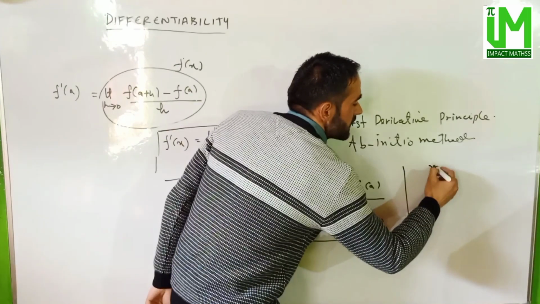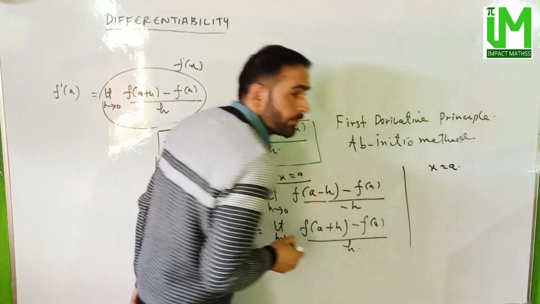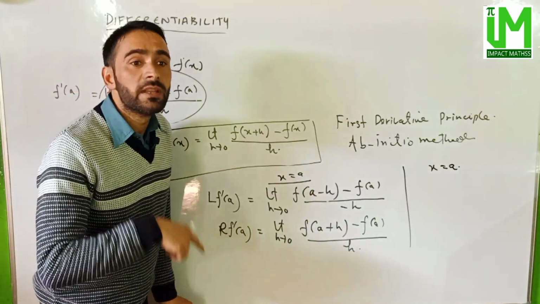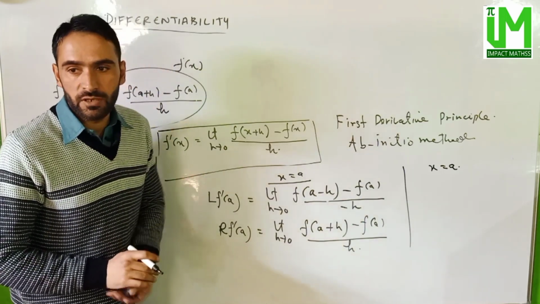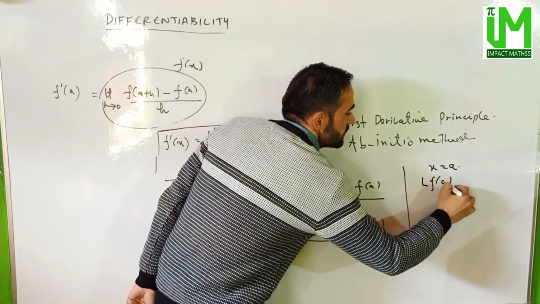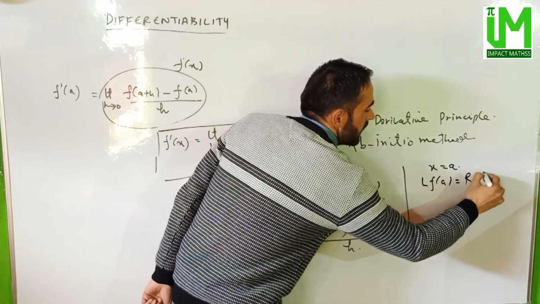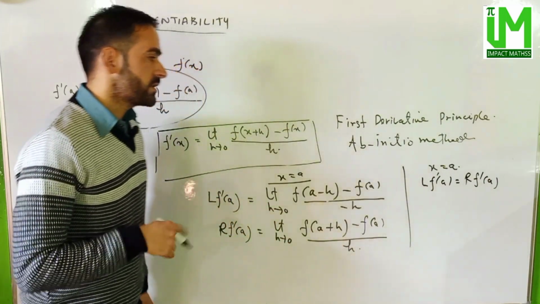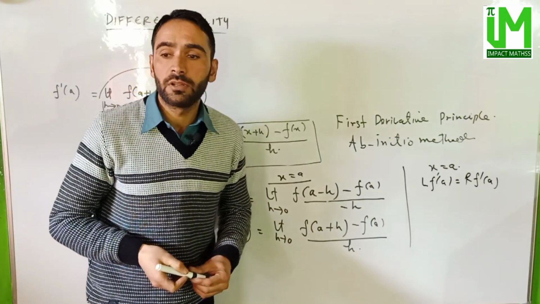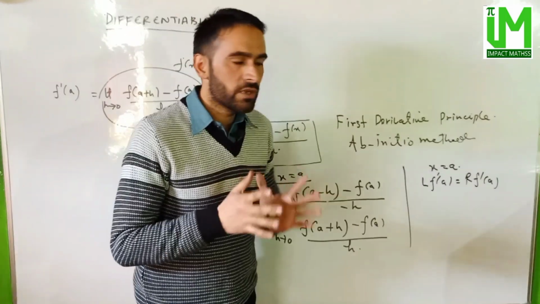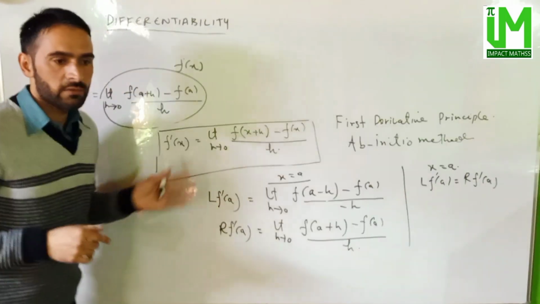So the derivative at x equal to A will exist when the left hand derivative at x equal to A is equal to the right hand derivative at x equal to A. That means L f dash of A is equal to R f dash of A. So the left hand derivative at x equal to A has to be equal to the right hand derivative at x equal to A. Understood? Okay, so write down.